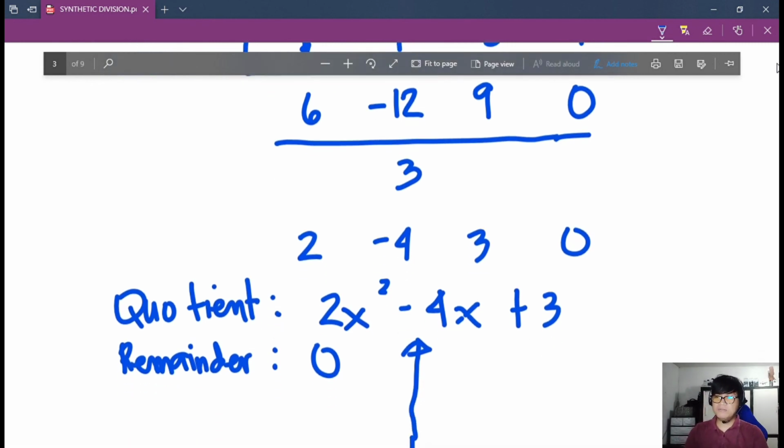So, sa next video siguro, we will try our best na i-explain naman yung when the divisor is a trinomial using synthetic division. Pag divide ng polynomial, using synthetic division when the divisor is a trinomial. So, yun lang yung discussion natin, 3 examples for the synthetic division.